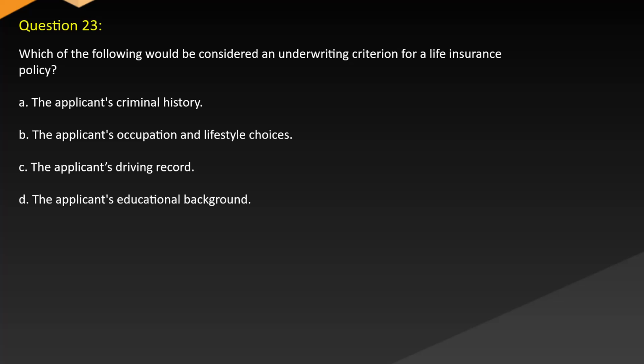Question 23. Which of the following would be considered an underwriting criterion for a life insurance policy? A. The applicant's criminal history. B. The applicant's occupation and lifestyle choices. C. The applicant's driving record. D. The applicant's educational background.